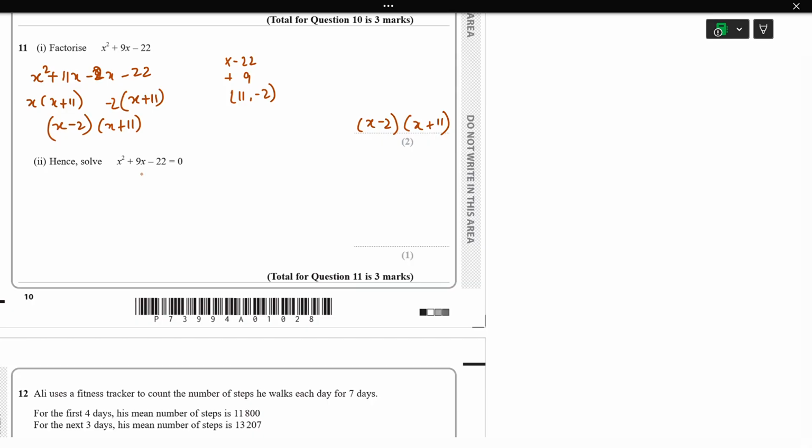Next, hence solve. We already have the factors for the same equation: x minus 2 and x plus 11 equal to 0. First, x minus 2 equals 0 and x plus 11 equals 0. From here we get x equals 2, and here we get x equals minus 11. So the answer is x equals 2 and x equals minus 11.